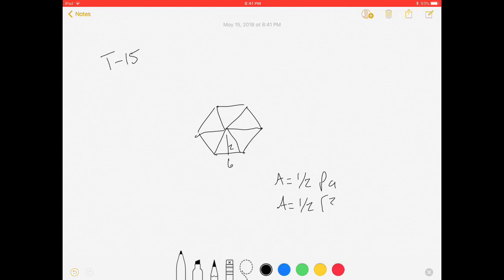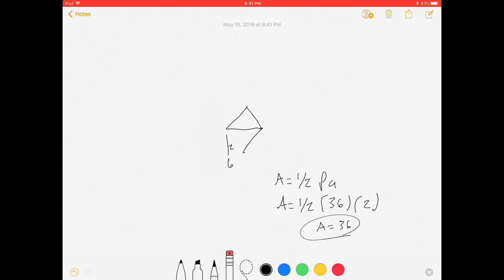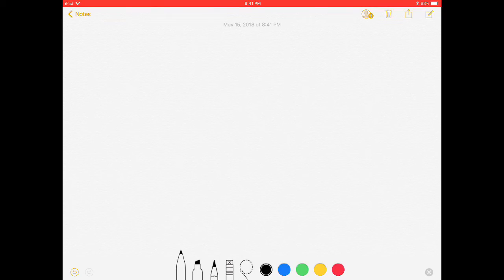So area equals 1/2 perimeter times apothem. So area equals 1/2 times 6 times 6, which equals 36 times 2, which the area would be 36. Because it would be 72 divided by 2, so 36. So that is done with that one. That was an easy one.